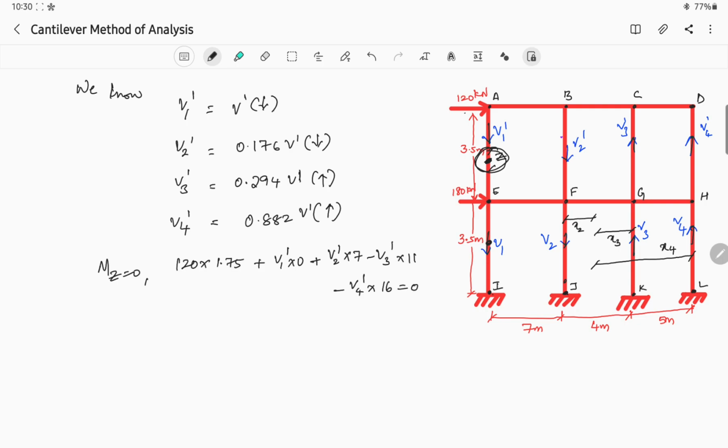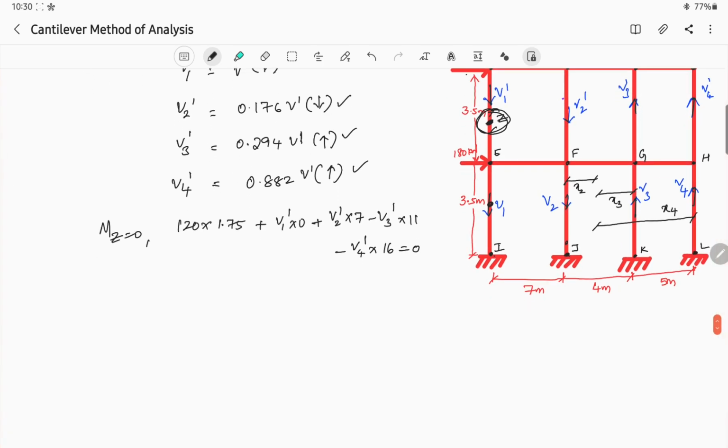So if you substitute the values of V1 dash, V2 dash, V3 dash according to these values, what you will get here is V dash equal to 13.03 kilonewton. That is V dash. You will get it as 13.03, since we have all the values in terms of V dash, isn't it?